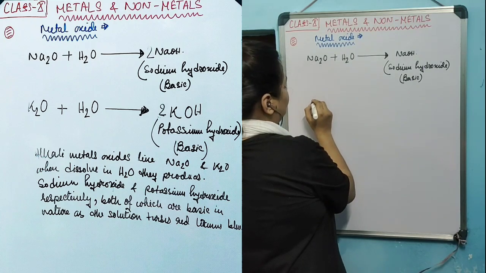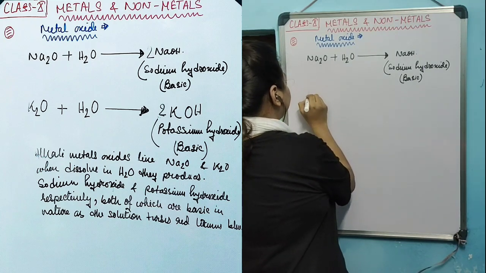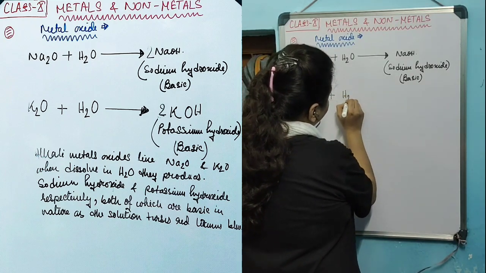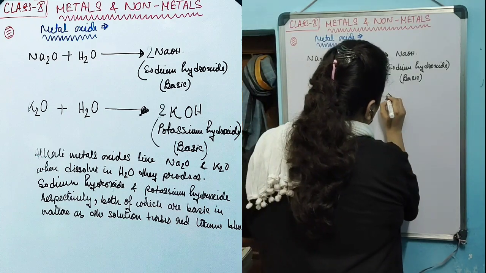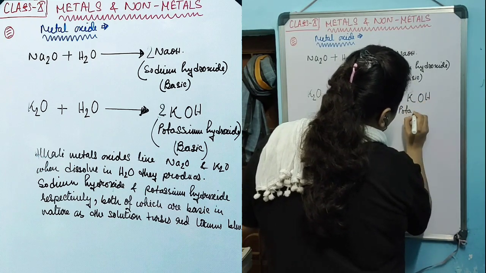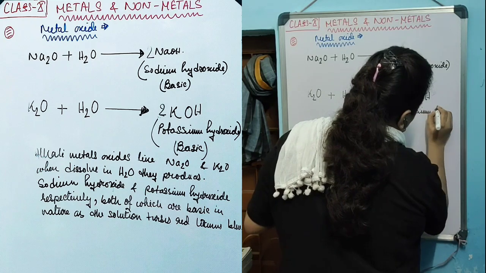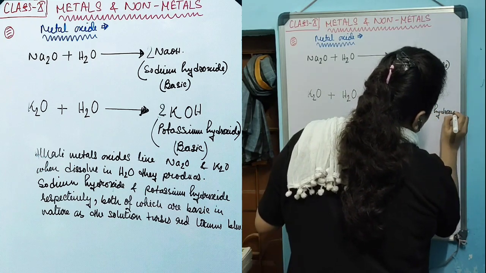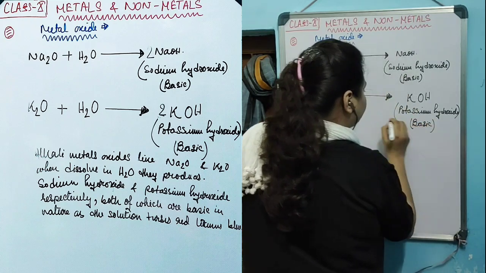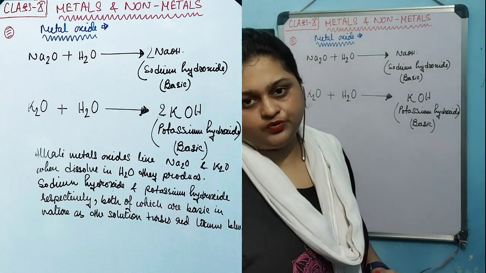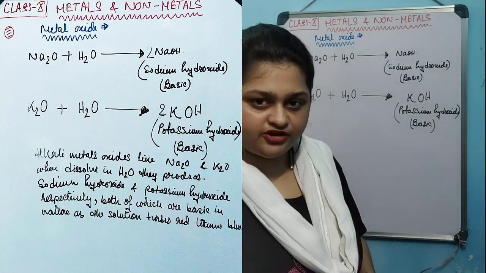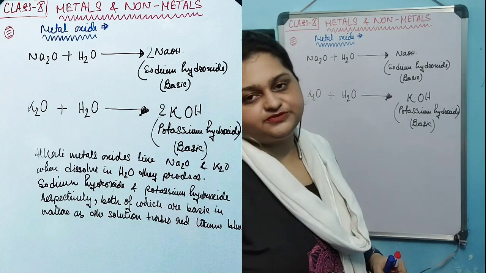A similar reaction can also be observed when potassium oxide is reacted with water or dissolved in water. It produces potassium hydroxide. This is also basic in nature, and as a result the aqueous solution of potassium hydroxide is basic because it produces a base, potassium hydroxide, which turns red litmus paper blue.